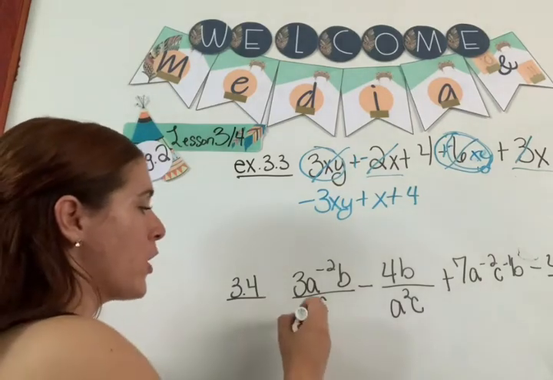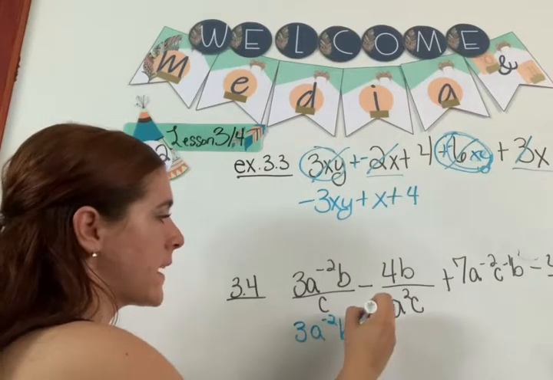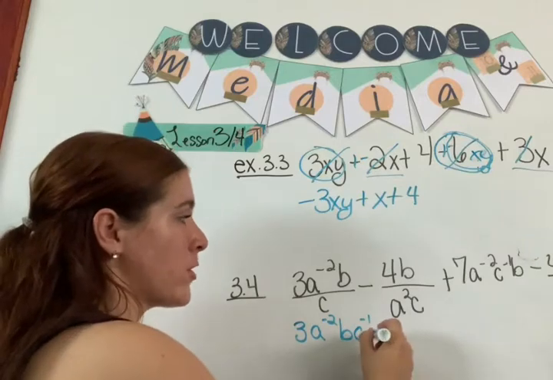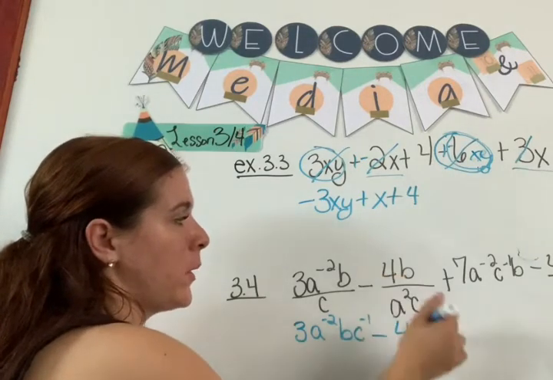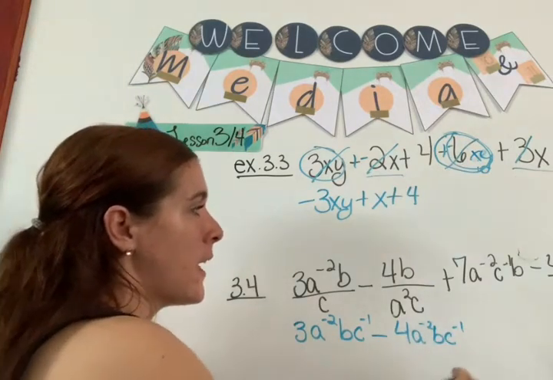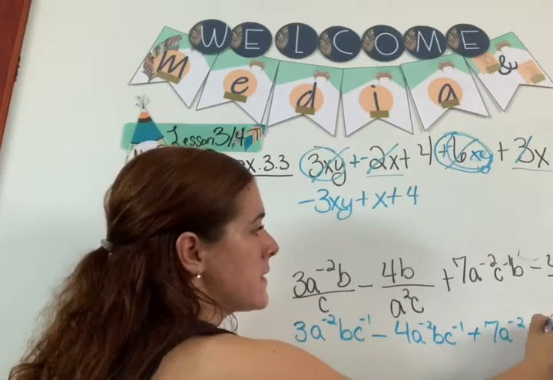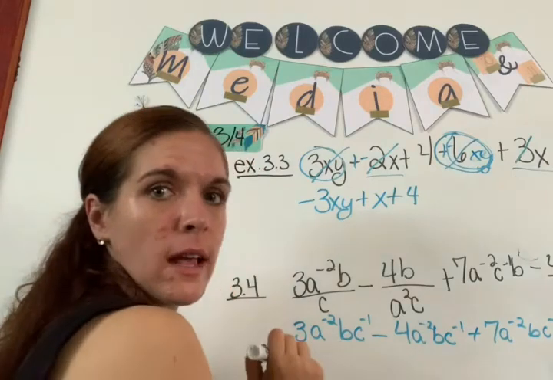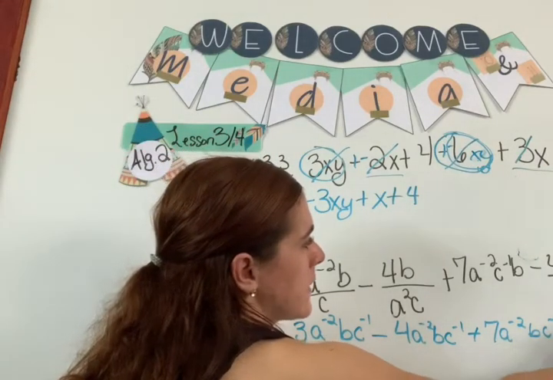So here we go. We have 3a^-2 bc^-1. Put it in alphabetical order as well. So then you have 4a^-2, because you have to bring that one up, bc^-1. Okay. Then plus 7a^2 bc^-1. Put it in alphabetical order. And then minus, can you still see? Yes. 4ab^2 c^-1.